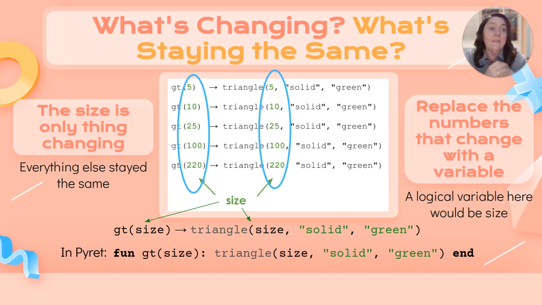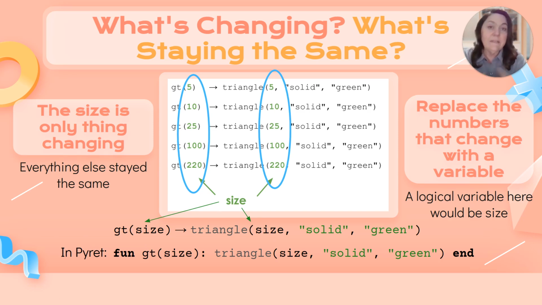That's just a logical name here because that is what is changing, is the size. So we're going to say the size is what is changing. Just replace that number, GT5, GT10, and call it GT size. And wherever that number was, replace it with size. And as you could see down here, we have GT size and triangle size. Where that number was, 5 and 5, now has been replaced with the word size.